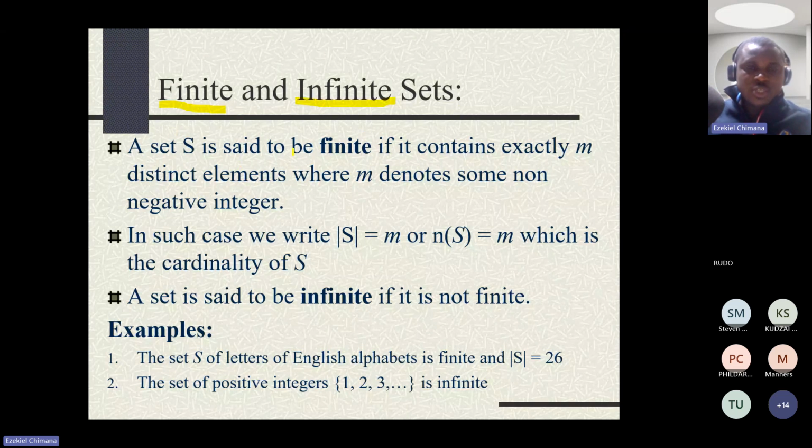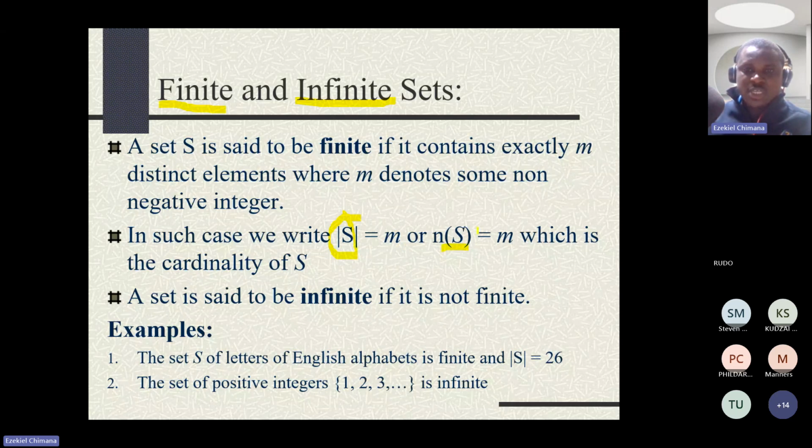A set S is said to be finite if it contains exactly m distinct elements, where m denotes some non-negative integer. So we can say this set is finite if we can have an exact number of elements within that set. If you say the set S is the set of all students at Zimbabwe Open University, that set is finite because we know the exact number of all the students that we have. In such a case, we write that the modulus of S, which is the total number of all the elements within that set, will be equal to m, the number of elements in S.